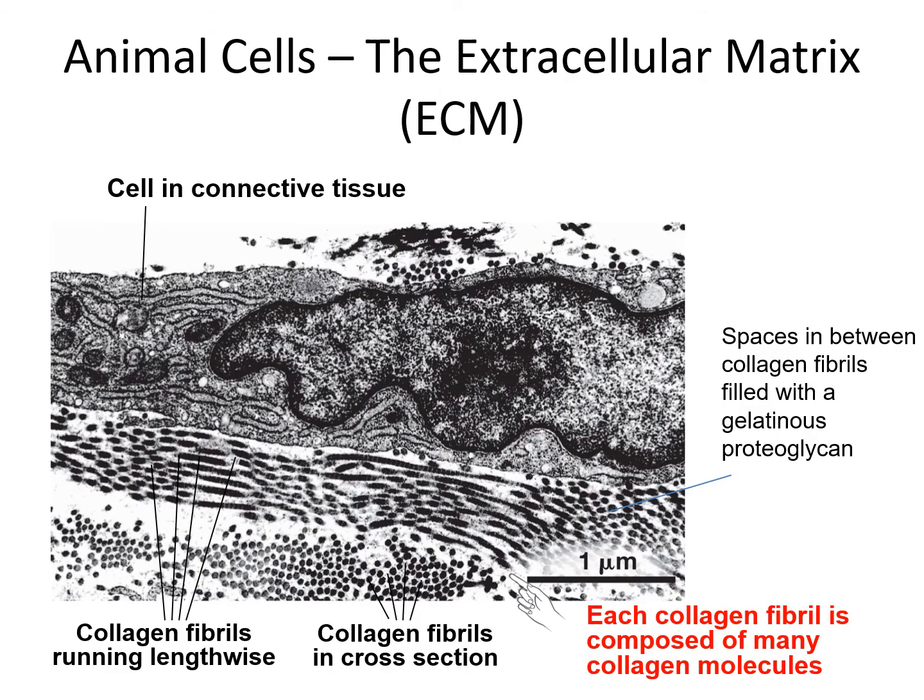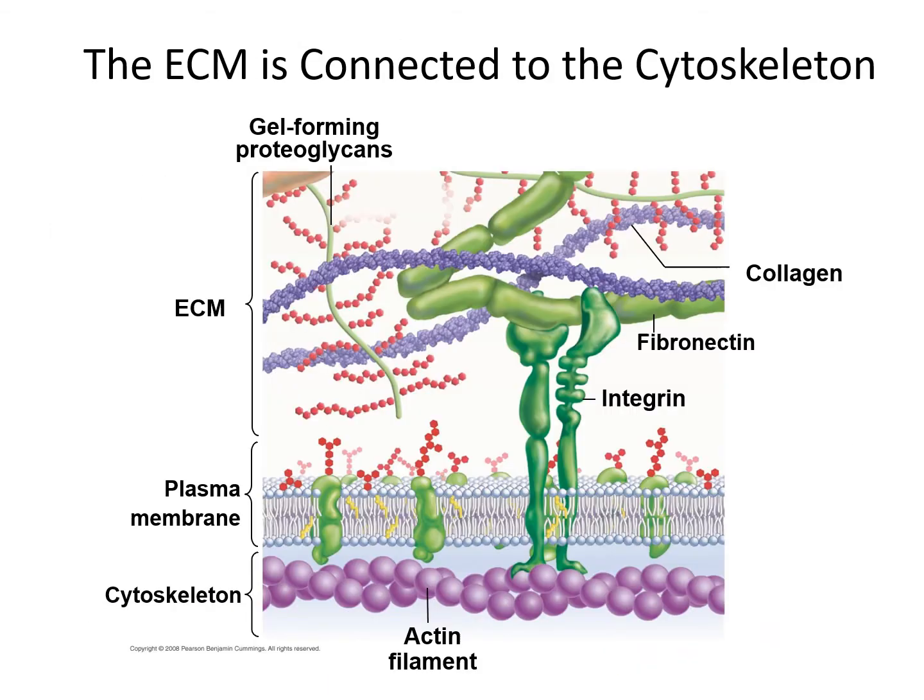Here's a very high magnification image of the extracellular matrix taken with a transmission electron microscope. Notice that the collagen fibrils are running almost at right angles to each other. So they're forming sort of a grid-like mesh like the one that you saw in the image of concrete being poured. And the space in between those fibrils is going to be filled with this matrix substance, which is a gelatinous proteoglycan.